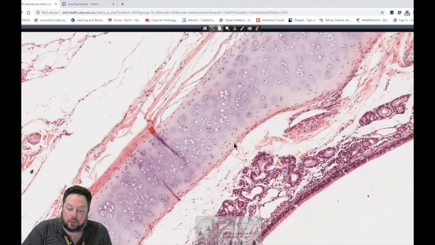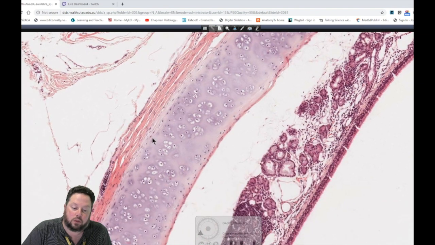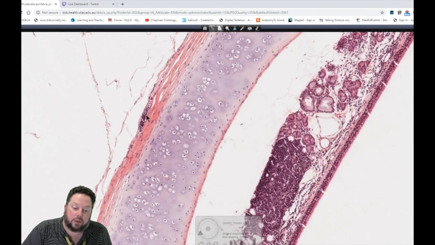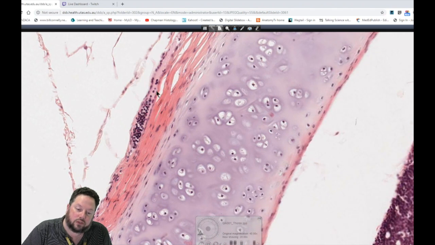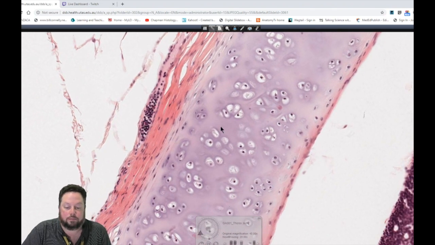So this is just showing we've got some glands down here as well, but it's got quite a thick, nicely well-developed outer fibrous layer of the perichondrium there. We've actually got a little bit of an infiltration of white blood cells in this blood vessel here. See them accumulating here.